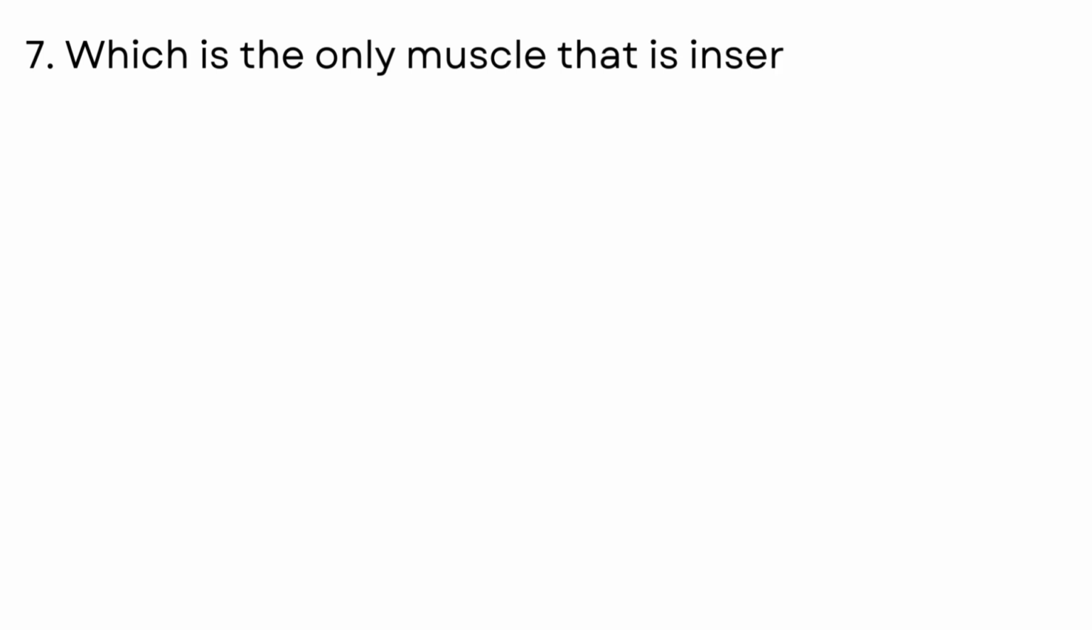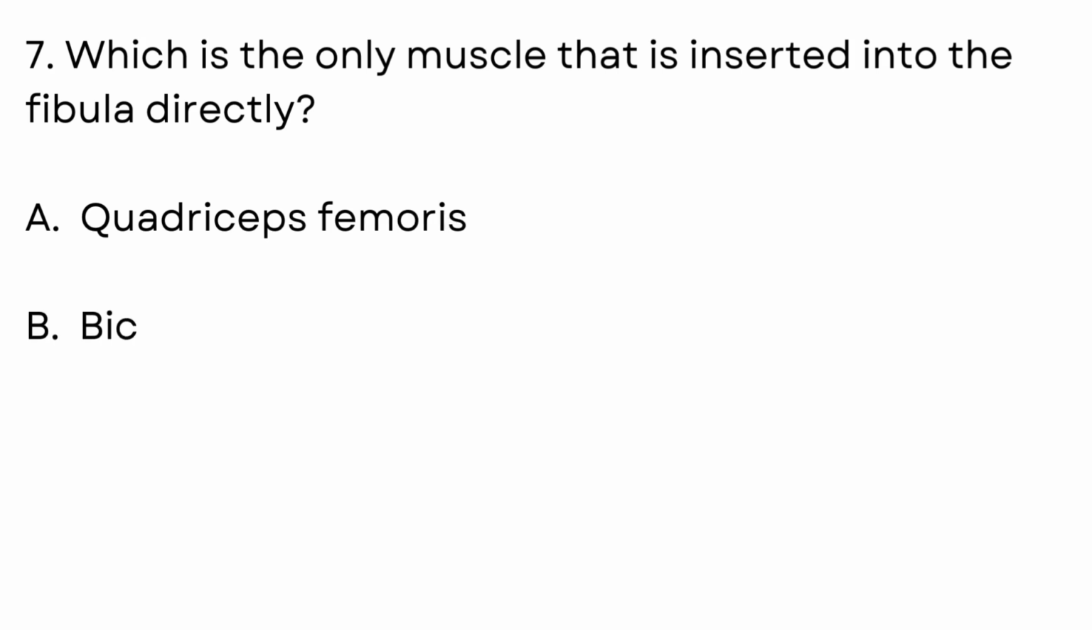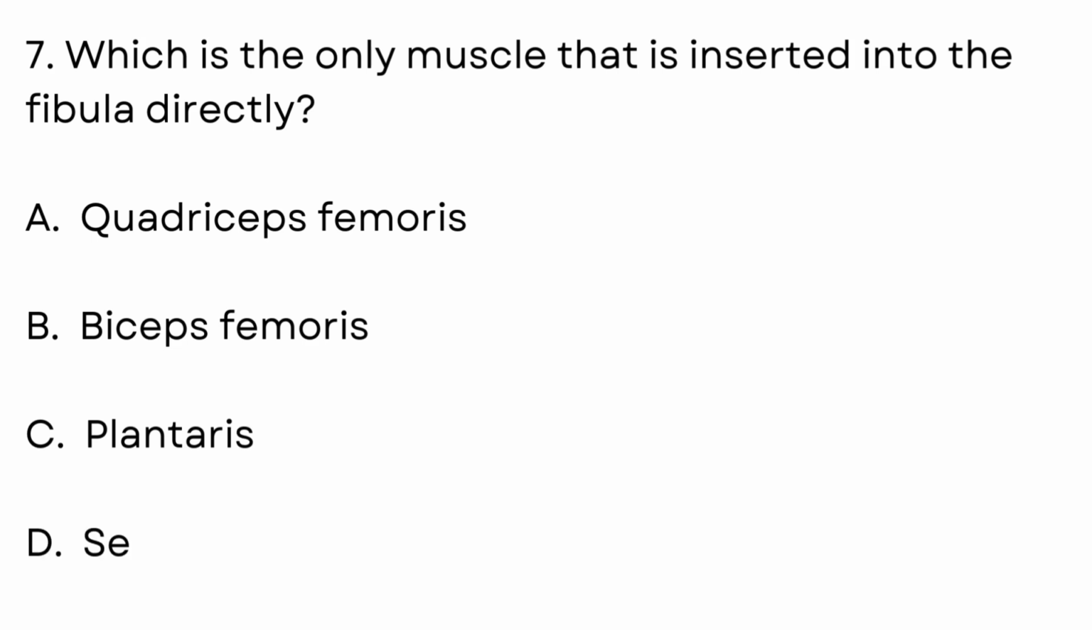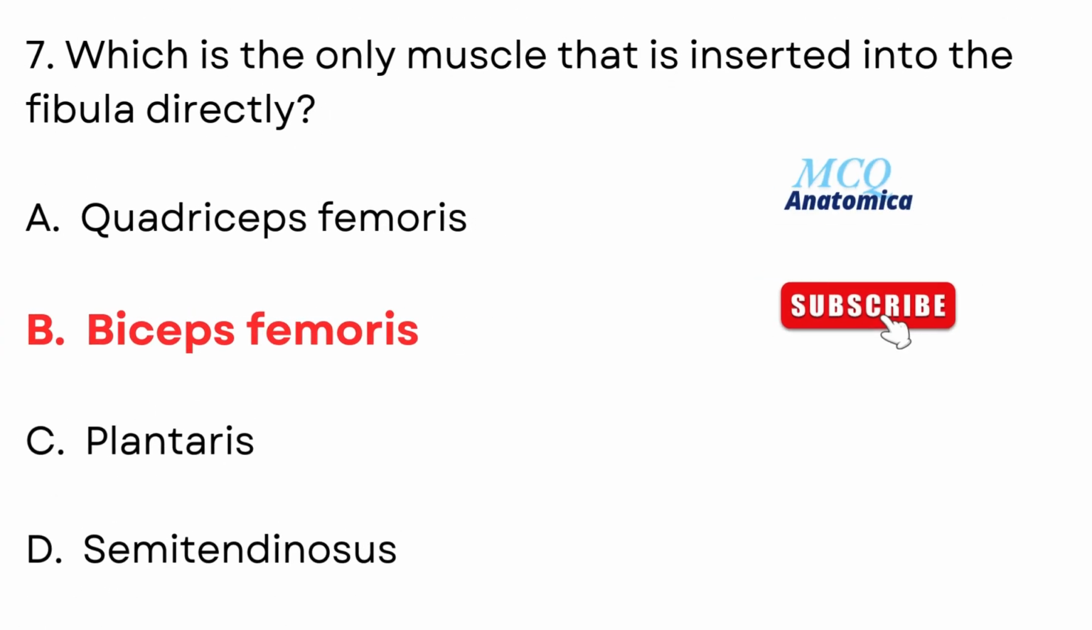7. Which is the only muscle that is inserted into the fibula directly? A. Quadriceps femoris. B. Biceps femoris. C. Plantaris. D. Semitendinosus. The answer is B. Biceps femoris.